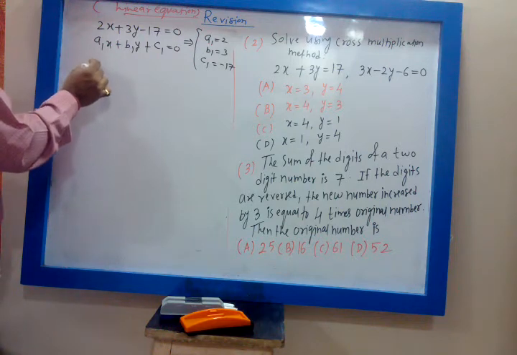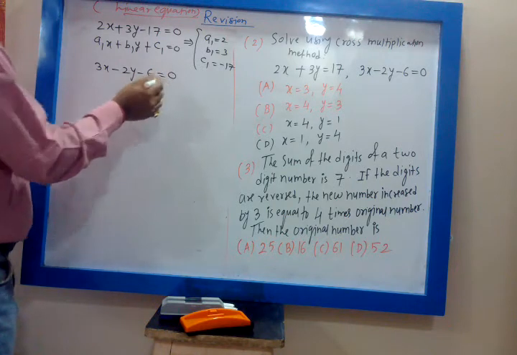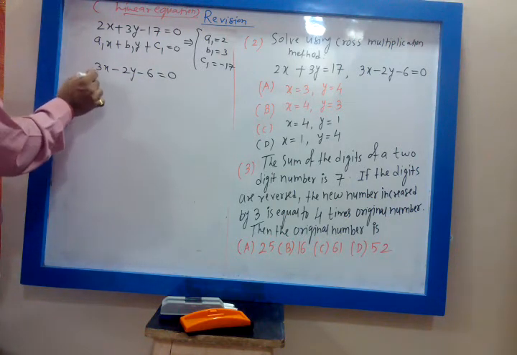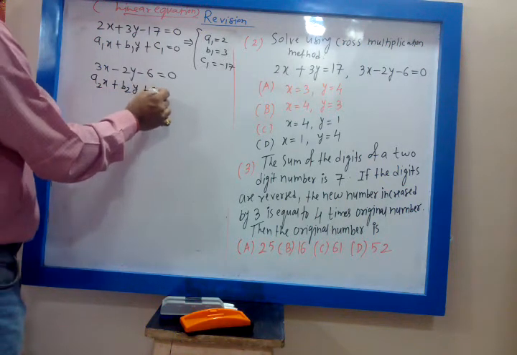Then similarly the second one, 3x minus 2y minus 6 is equal to 0. Compare this with a2x plus b2y plus c2 equal to 0.